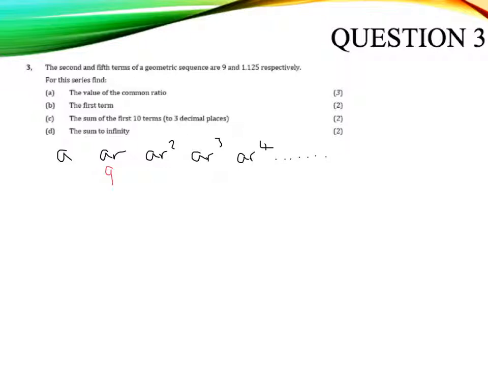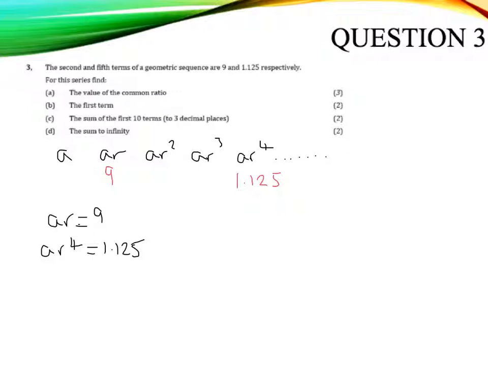Now, I've said that this is our second term, then third, fourth, fifth. We also know our fifth term is 1.125. If we're wanting to work out what R is, we've got these two bits of information. We know that AR is 9, and we know that AR to the 4 is 1.125.